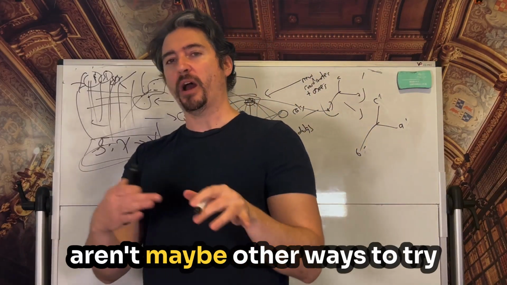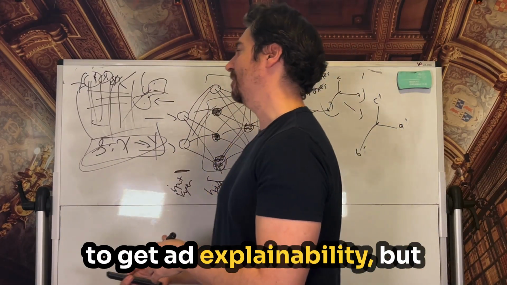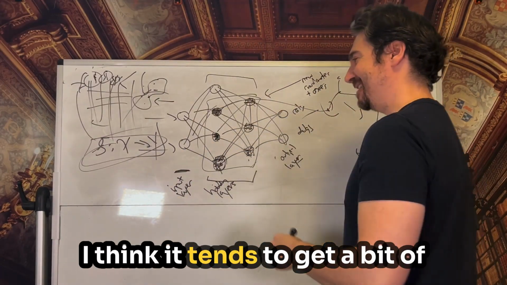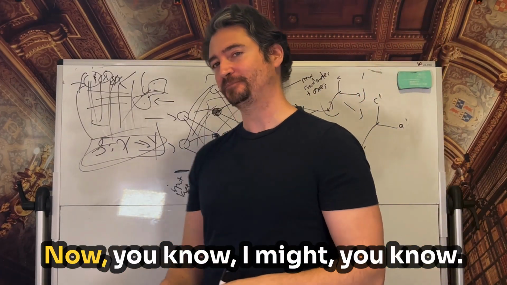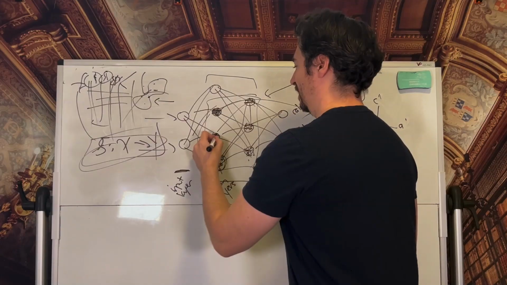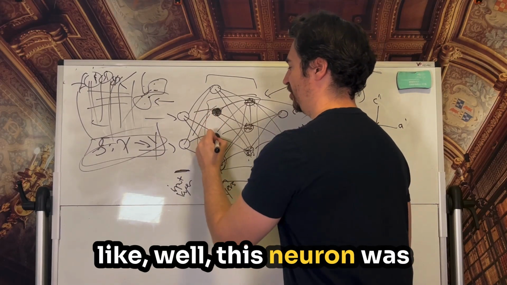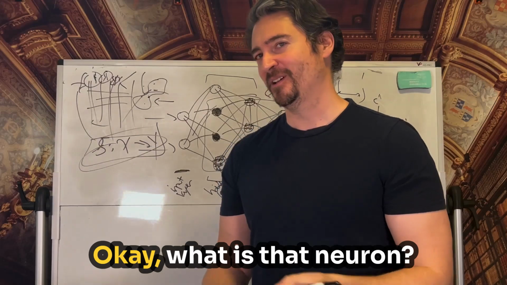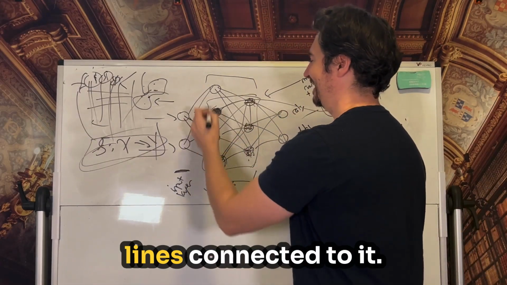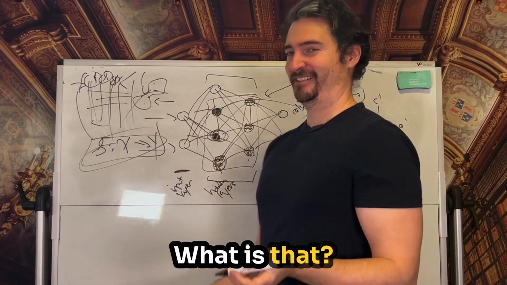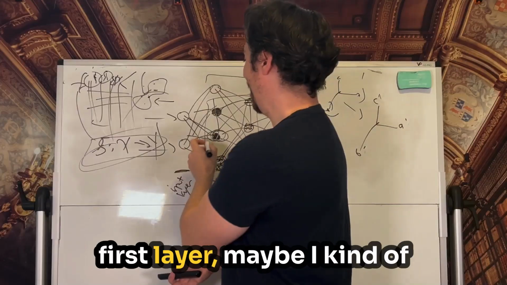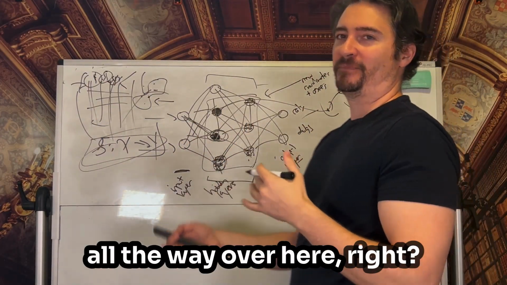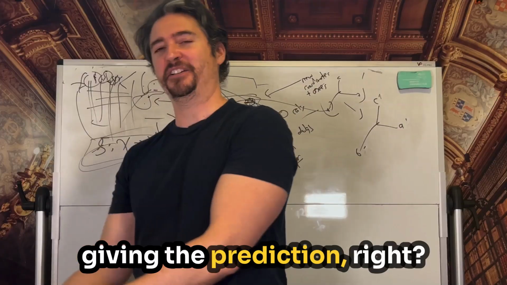Now, that doesn't mean there aren't maybe other ways to try to get at explainability, but quite frankly, if I could put a bit of an opinion into this lesson, I think it tends to get a bit goofy the way it currently is. I might find hotspot neurons, like, well, this neuron was really activated during the decision-making process, okay? What is that neuron? Look at all the lines connected to it. Maybe if it's the first layer, I kind of know which features were being blended. What if it's all the way over here? I mean, it's the output that's giving the prediction, right?